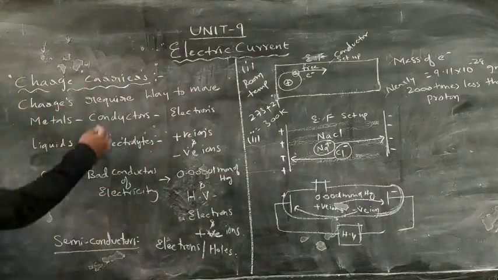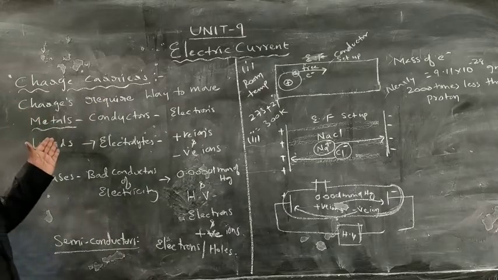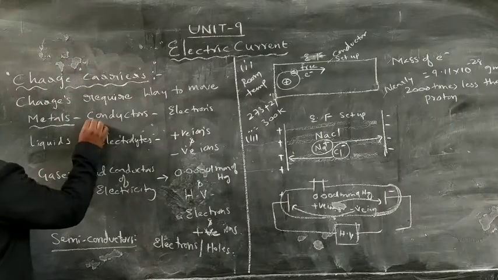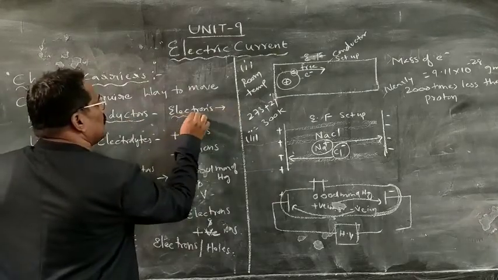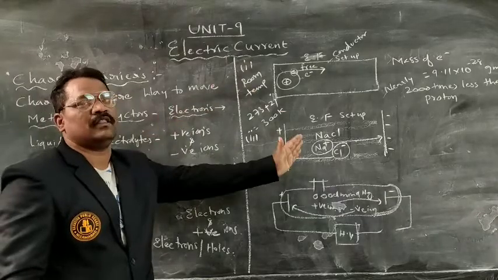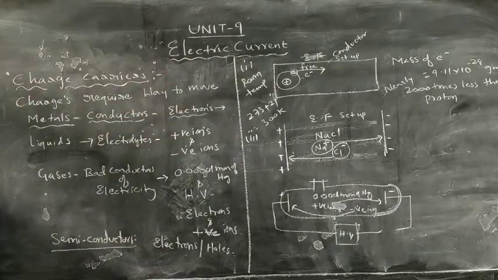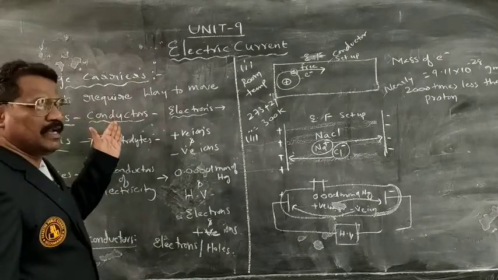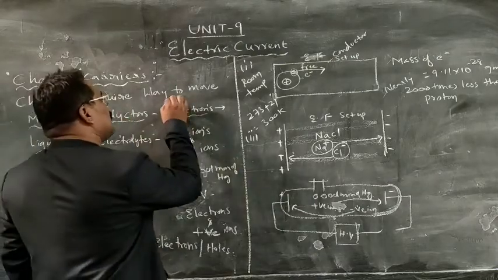If you go for solids, metals can be called good charge carriers. Metals are called conductors, in which electrons are the charge carriers. They carry charge from one point to another point. The flow of charge is done by electrons. Metals are good conductors of electricity, and these metals consist of electrons, which are the charge carriers.